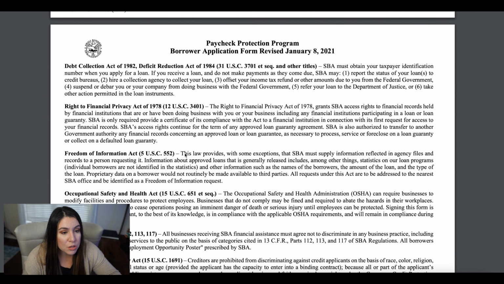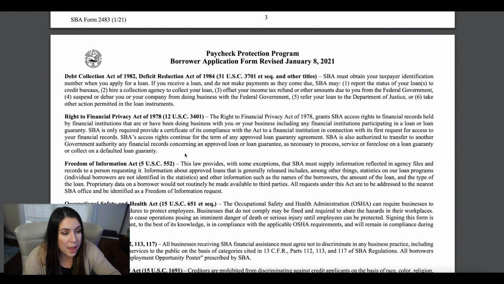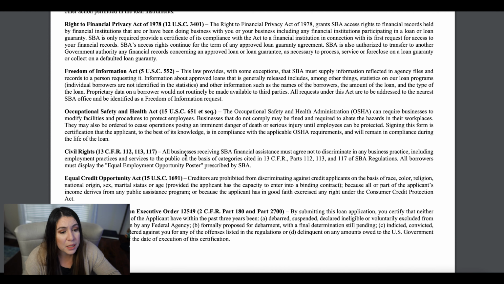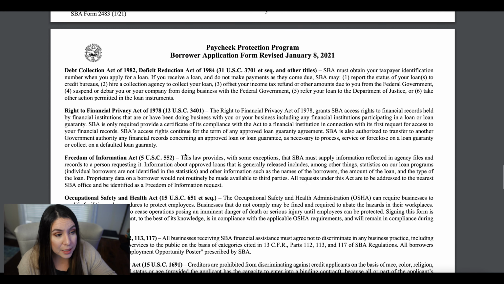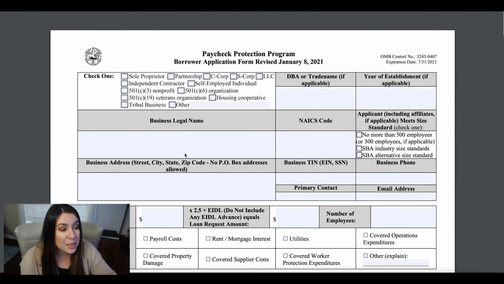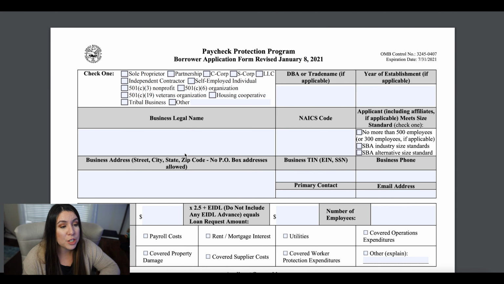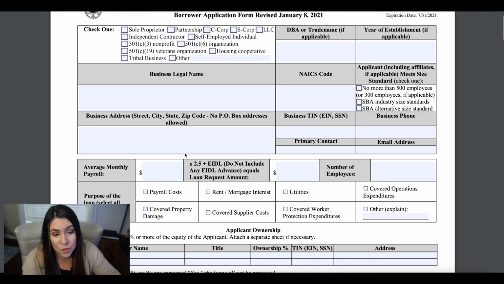Then we get down into disclosures and regs that we don't really need to talk about. I mean, if you want to nerd out and check out what all of that is saying, go right ahead. But as far as this, my initial impression of this application is that it's very straightforward.